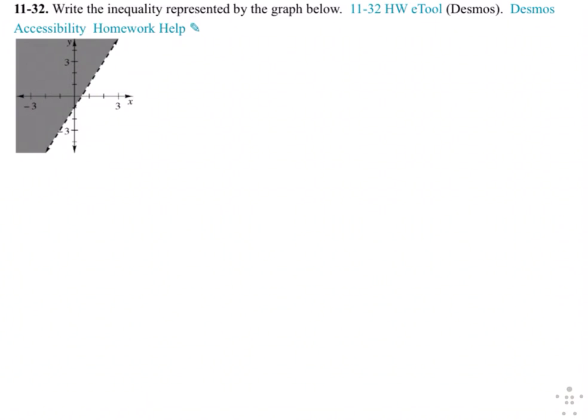Okay, so given this graph, they want to know the inequality represented. So first, we know it's a linear equation. So what I'm going to do is look at the graph for some key points. The first key point is right here, which is the y-intercept. And it looks like it's -1.